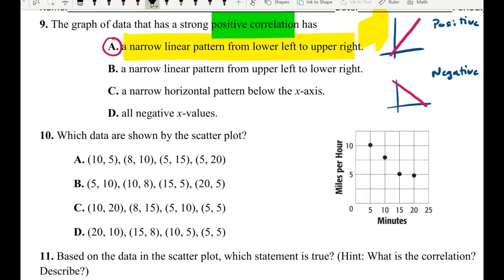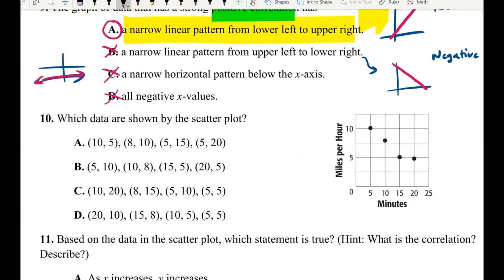I'm going to keep going to check each of them, because on the test we're not that lucky to get the answer as A. A narrow linear pattern showing upper left and lower right. Upper to the left and lower on the right. They talk about the negative correlation. The narrow horizontal pattern below the x-axis. So they talk about something like this. So this is also not a positive correlation. There's probably a zero slope. All right, and all negative x values, that's just completely wrong.